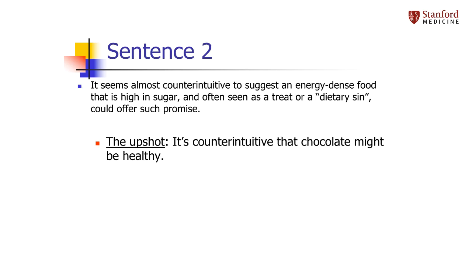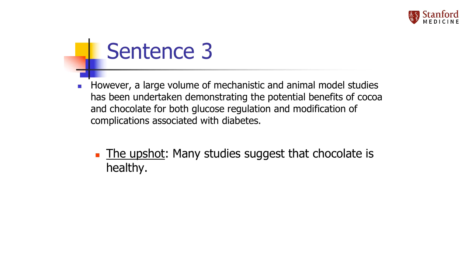Second sentence says, it seems almost counterintuitive to suggest an energy-dense food that is high in sugar and often seen as a treat or dietary sin could offer such promise. This boils down to, it's counterintuitive that chocolate might be healthy. Third sentence says, however, a large volume of mechanistic and animal model studies has been undertaken demonstrating the potential benefits of cocoa and chocolate for both glucose regulation and modification of complications associated with diabetes. This boils down to, many studies suggest that chocolate is healthy.